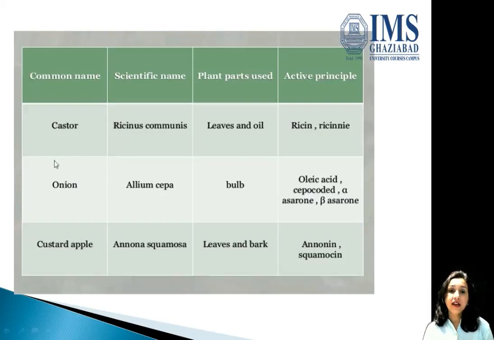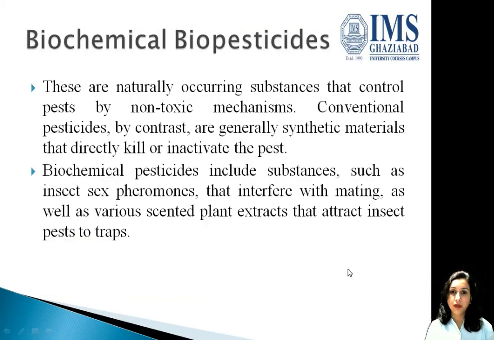So these are certain types of common plant materials or parts which are used in plant biopesticides. The common name is castor, the scientific name is Ricinus communis, the plant parts used are leaves and oil, and the active principles are ricin and ricinine. Onion, Allium cepa, bulb part is used, and oleic acid, cypocodid, alpha-aceron, beta-aceron are used. Custard apple, Annona squamosa, leaves and bark are used, and annonin and squamosin are the active principles.